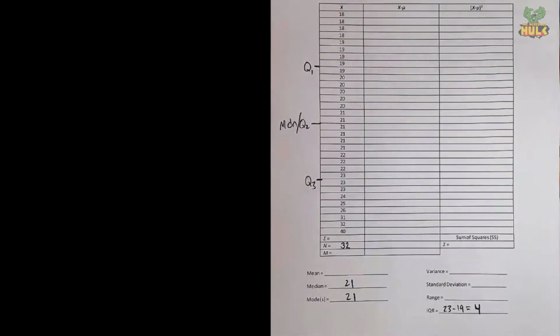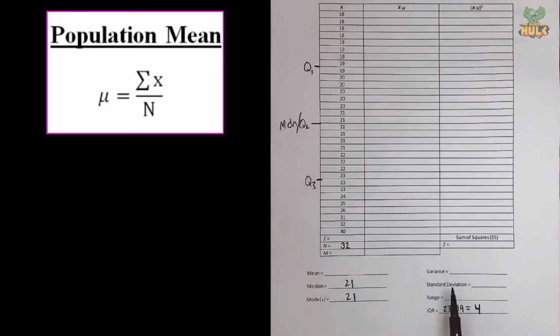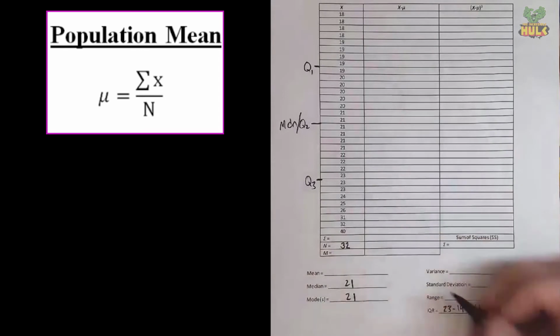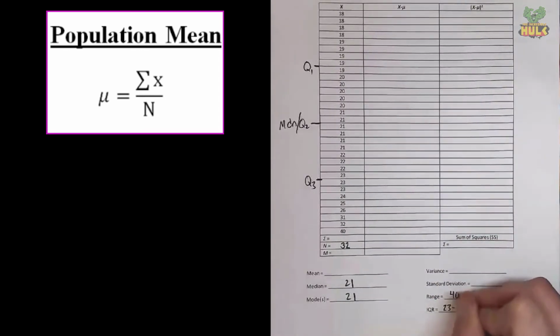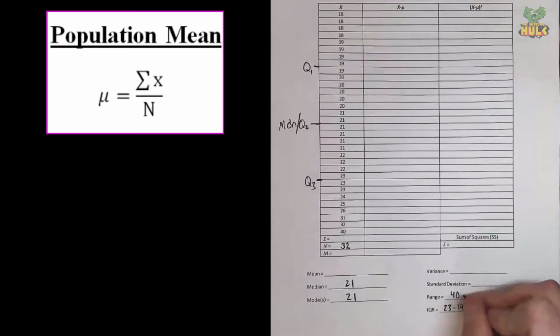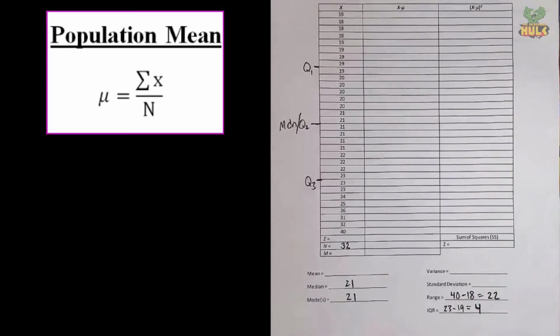Now, for the next step, we have to figure out the mean, and then we can work our way through here to the variance and standard deviation. Oh, let's do the range real quick. That's easy, right? Highest score, that's definitely me, 40. Lowest age in the class, 18. So 40 minus 18 means our range is a 22.